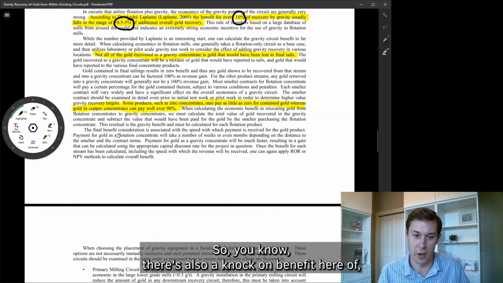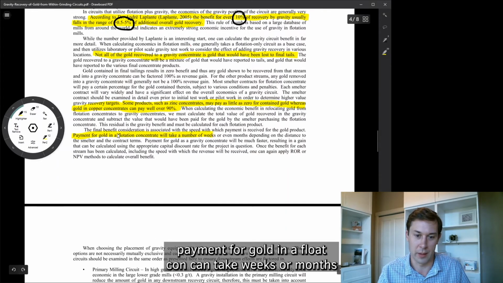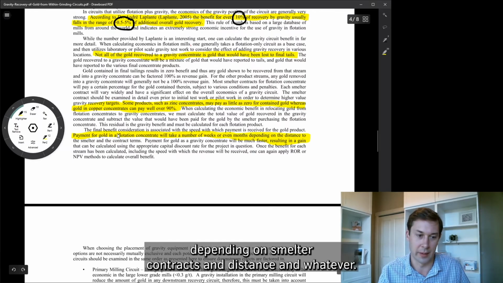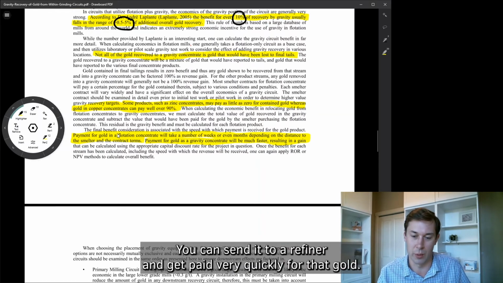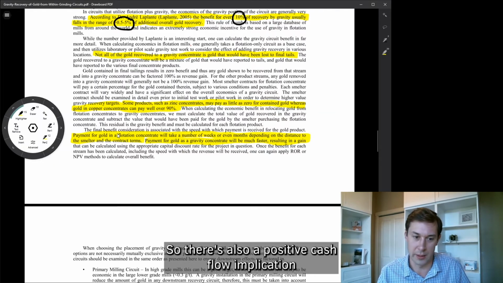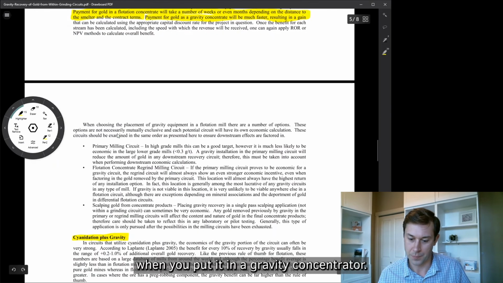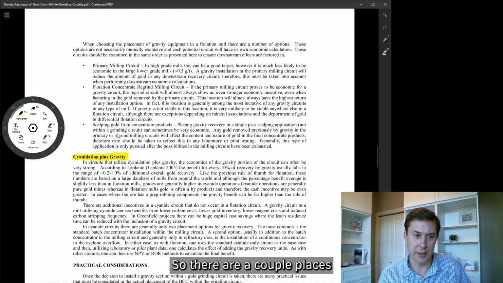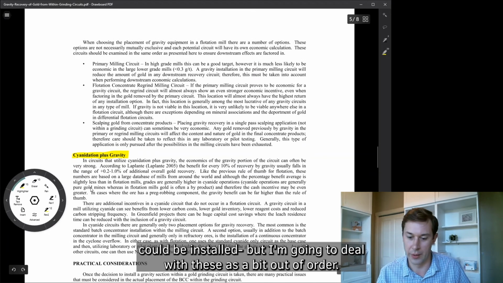So, you know, there's also a knock-on benefit here of, you know, payment for gold in a float con can take weeks or months, depending on smelter contracts and distance and whatever. But generally, payment for gold as a gravity concentrate is much faster. You can send it to a refiner and get paid very quickly for that gold. So there's also a positive cash flow implication when you put it in a gravity concentrate. So there are a couple places where it could go. A gravity concentrate could be installed.